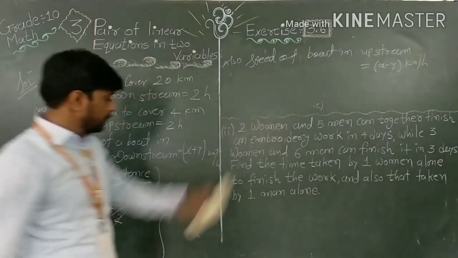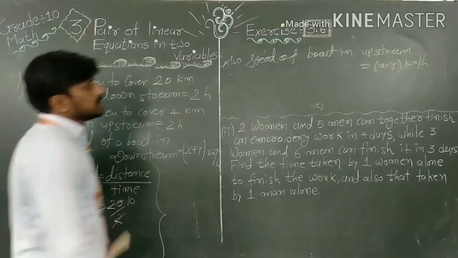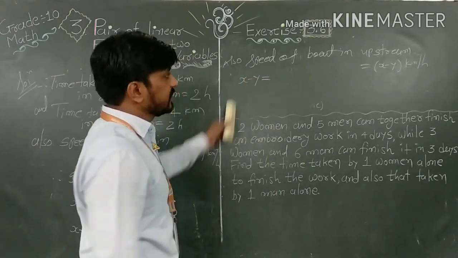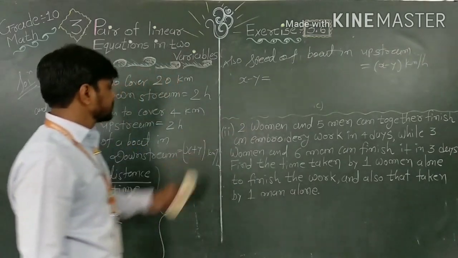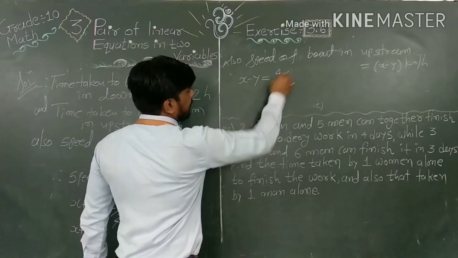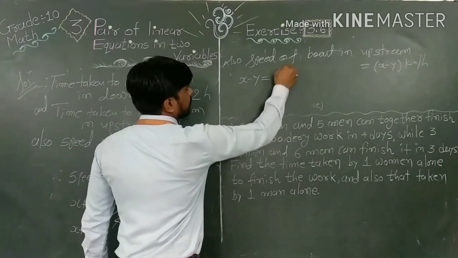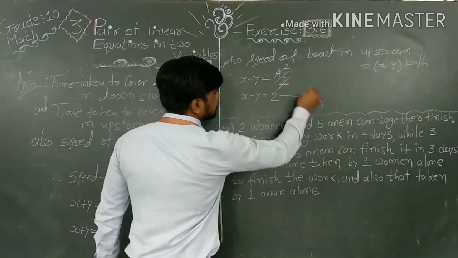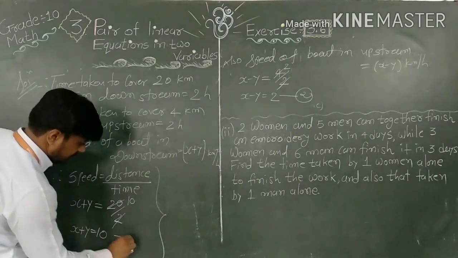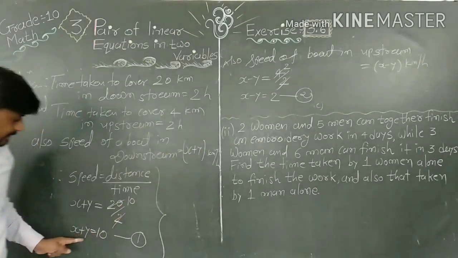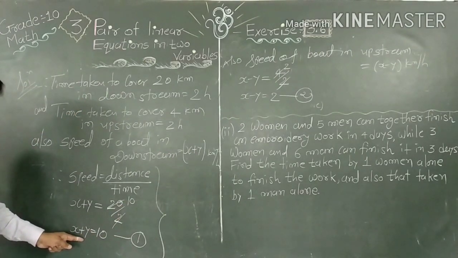Now put this value in this formula. Speed is equal to distance upon time. What is the distance? In the second condition, our distance is 4 km and time is 2 hours. 2 2s are 4. That means x minus y is equal to 2. Now this is our second equation and this is our first equation. Now we solve these two equations by elimination method and we have x and y.